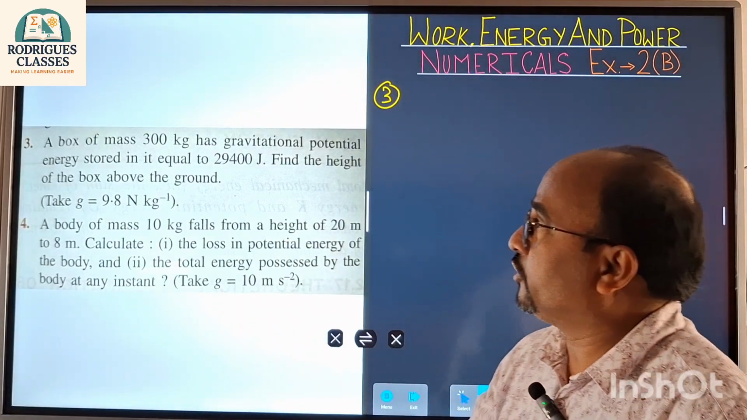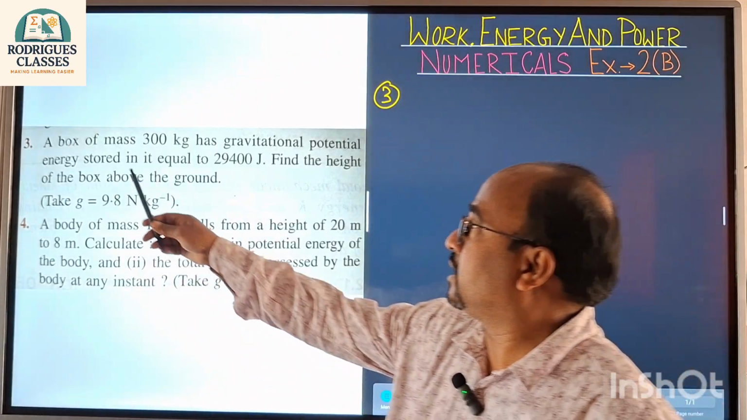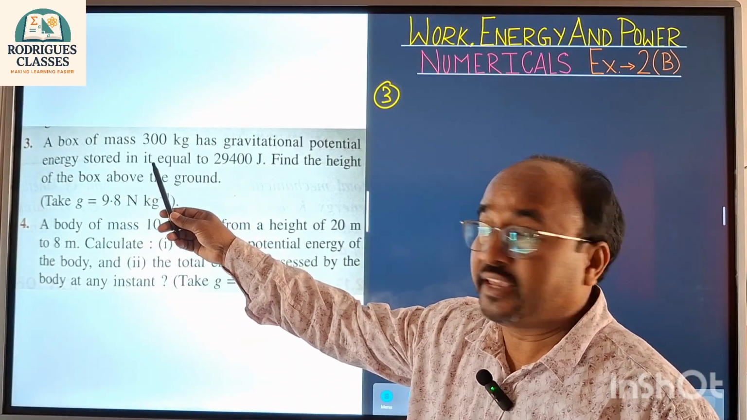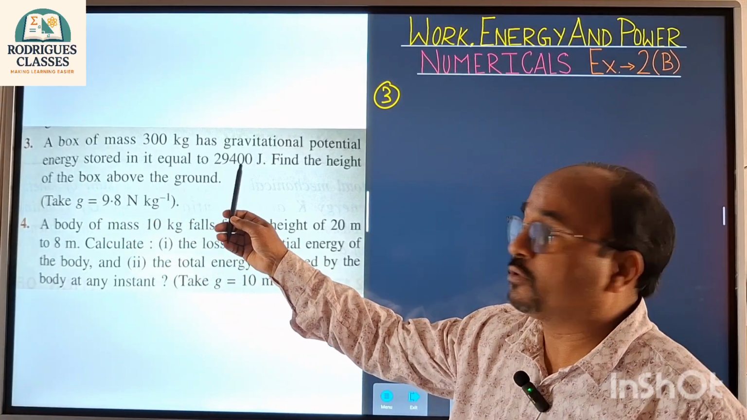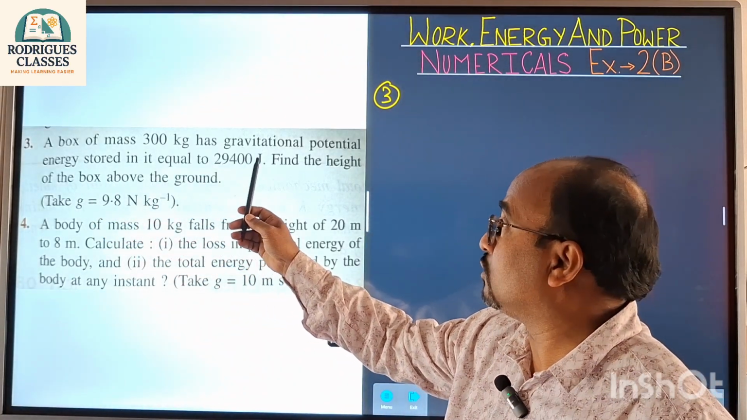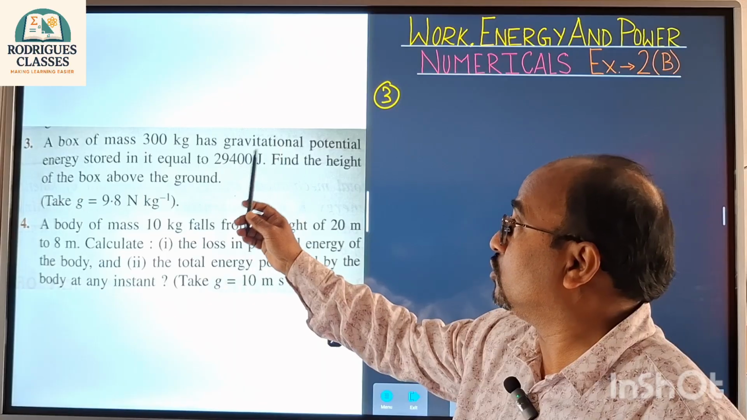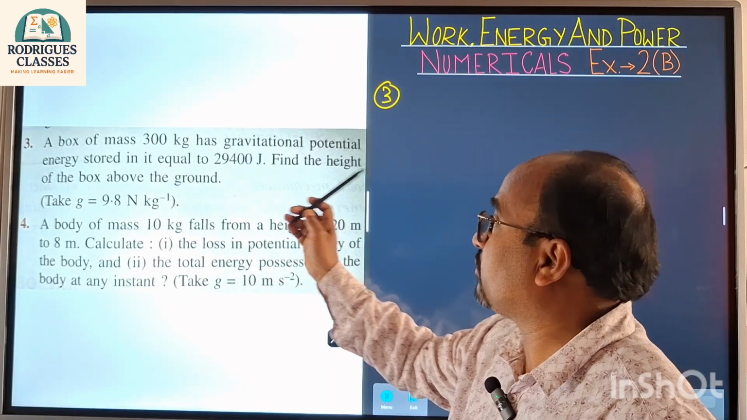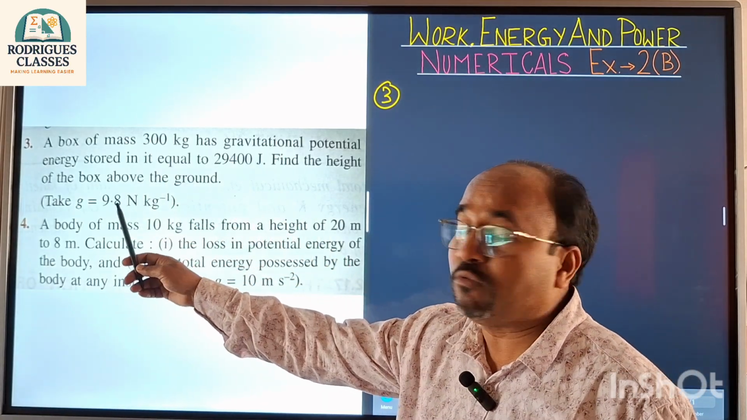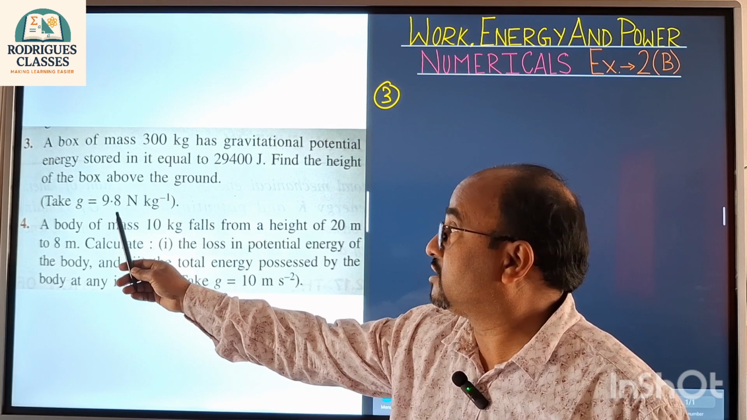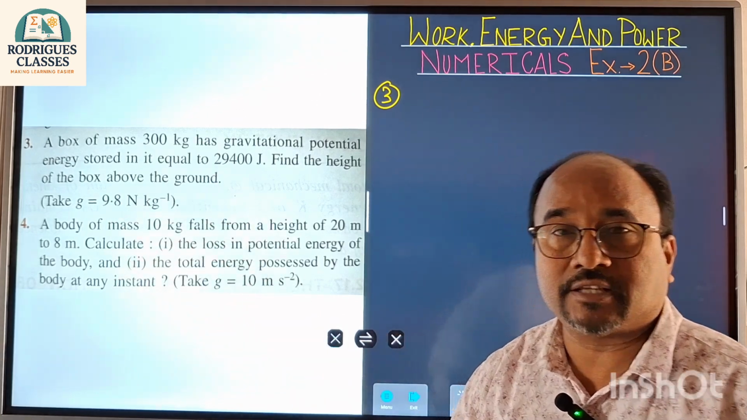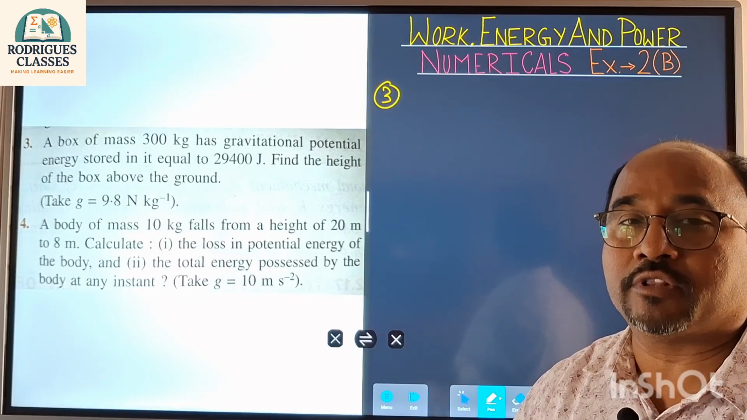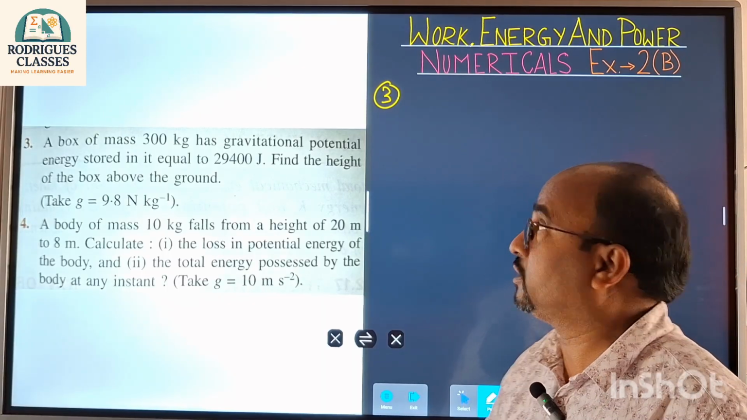Now let us see numerical number 3, which says a box of mass 300 kg has a gravitational potential energy stored in it equal to 29,400 joule. So you are given with the potential energy. Find the height of the box above the ground and take g as 9.8. Okay, so a very direct sum. We just use the formula, substitute the value, and you can calculate the unknown thing.